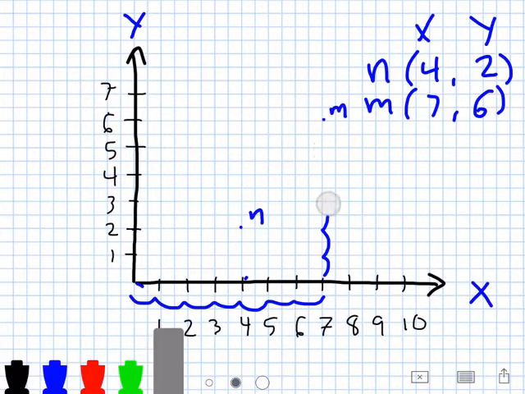And remember, you don't actually have to show these little hop lines. I only show those so that you can kind of follow along with what I'm doing. So those aren't necessary. Your teacher won't require you to do that, most likely.